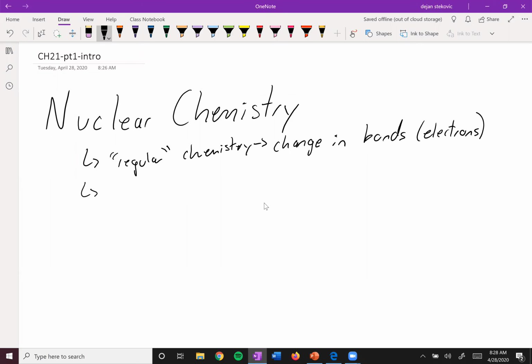Well, when you get to nuclear chemistry, it's a bit different. So when you're talking about nuclear chemistry, you're talking about a change in the nucleus. And remember, the number of protons is what the identity of the element is. So here we're actually talking about changing the identity of an element, right? Hydrogen into gold or something crazy like that.